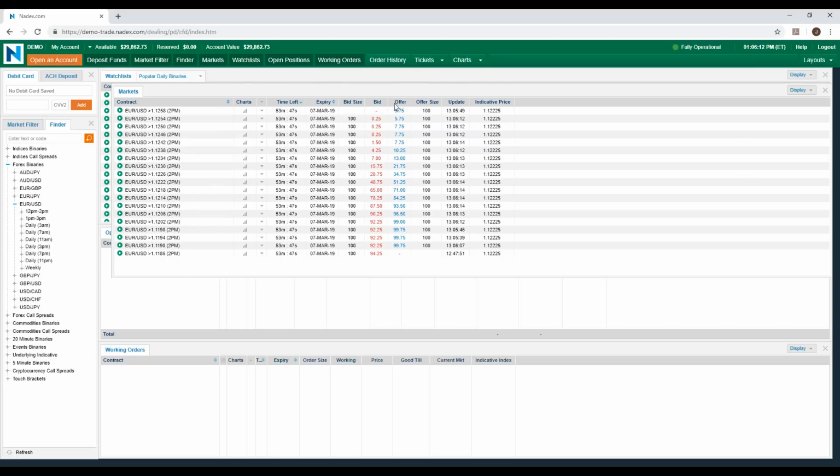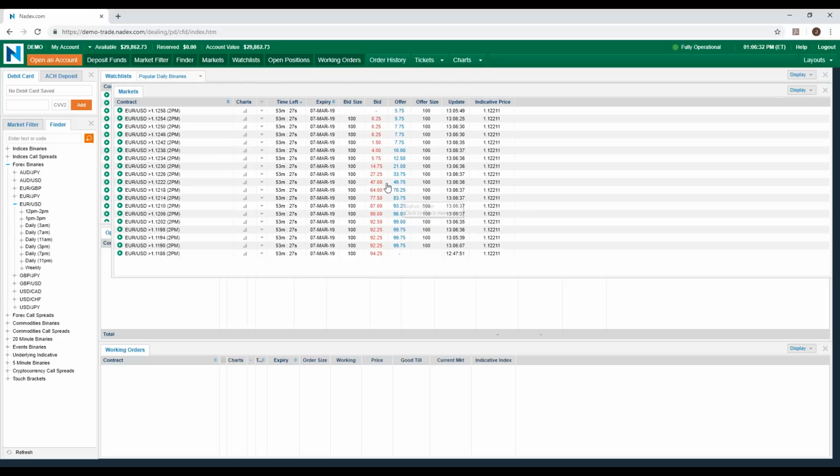Okay, and the offer side is what we can buy it for, the bid side is what we can sell it for. And we know that at expiration, a binary is worth either 0 or 100. You can kind of draw a 0 up here and draw 100 down here, and you see how the price is kind of spread between there, 5, 7, 9, 16, 30, 40, 50, 60, and so on.